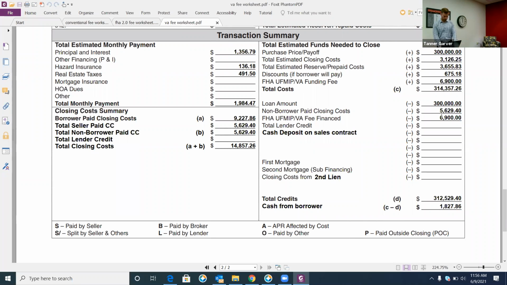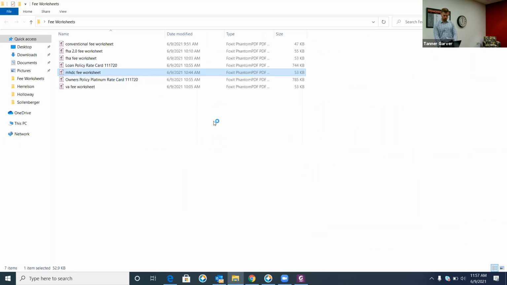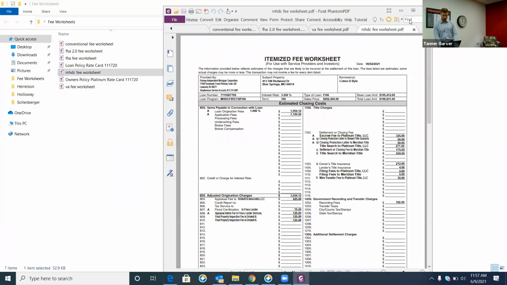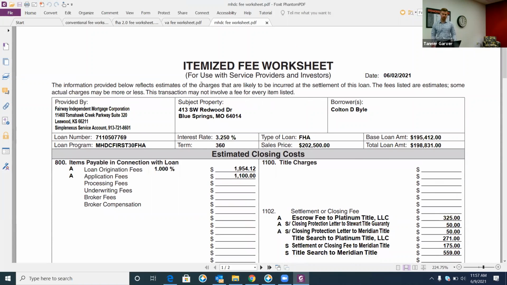One more I'm going to show you, because a lot of you are just starting out, and some of your first-time home buyers will use this program. It's the MHDC program. Have you ever heard of that? It's a 0% down Missouri loan, where essentially you can get a secondary mortgage that covers all your closing costs. Okay, so you have to put down 3% or 3.5%.